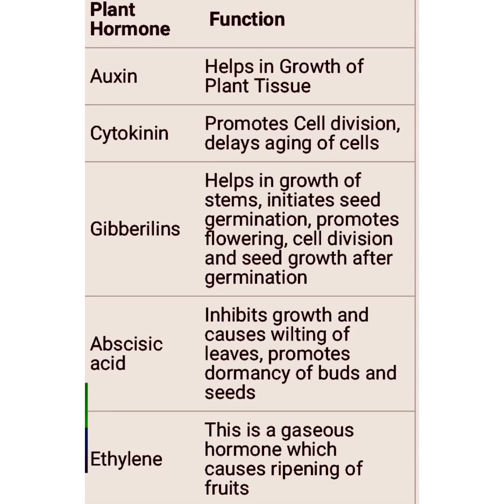Abscisic acid is also known as the stress hormone because it has a negative effect on the plants. For example, it inhibits growth, causes wilting of the leaves, and promotes dormancy of buds and seeds. Ethylene is a gaseous hormone which causes ripening of the fruits.